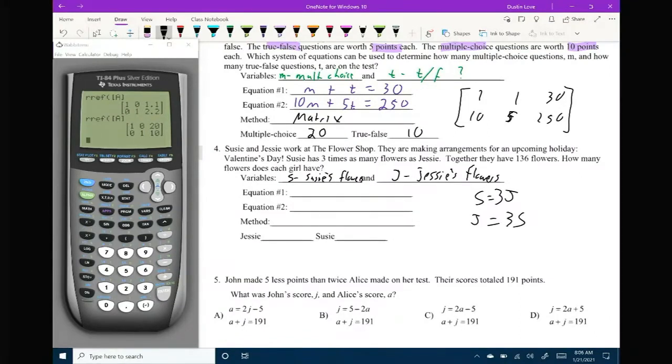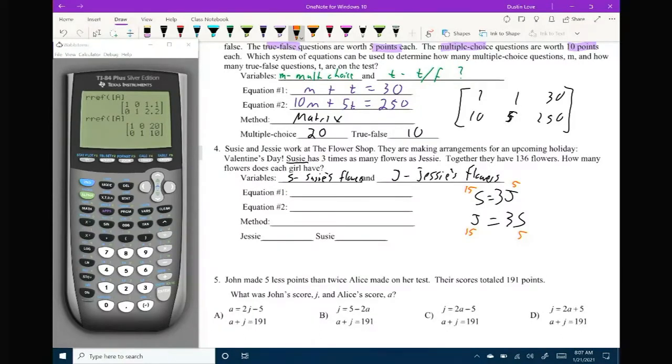Well, it really boils down to who has more flowers. When I read it, Susie has 3 times as many flowers as Jesse. Susie has more flowers because she's got 3 times as many. So let's just plug in here. Let's pretend that Jesse had 5. That would mean that Susie had 15. Over here, if Susie had 5, then Jesse had 15. Which one of those is going to fit the situation?